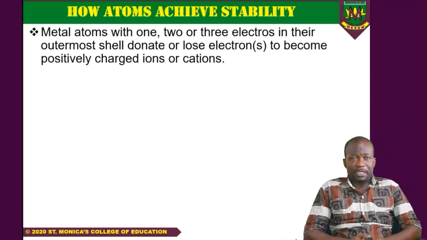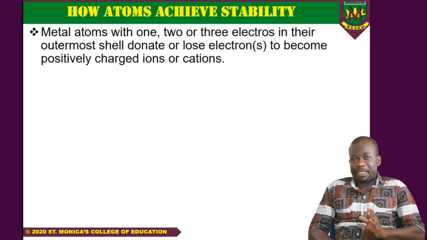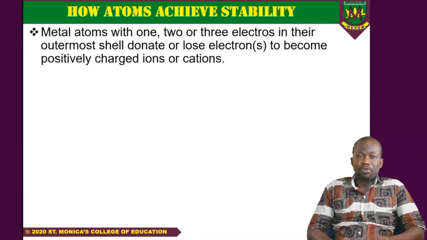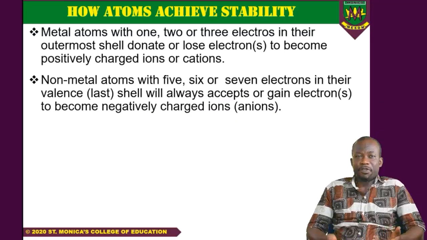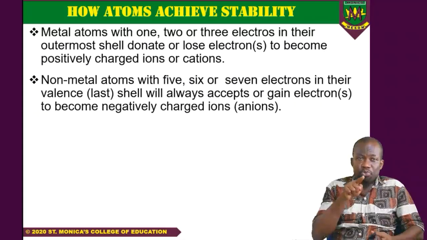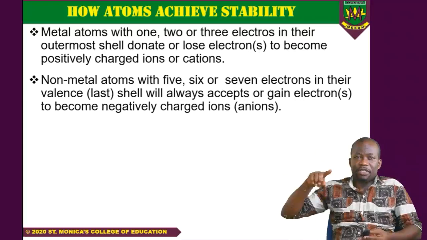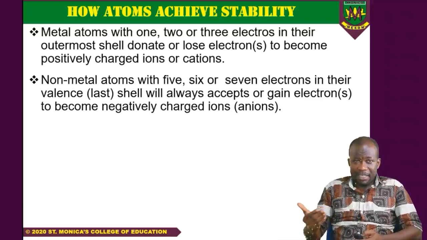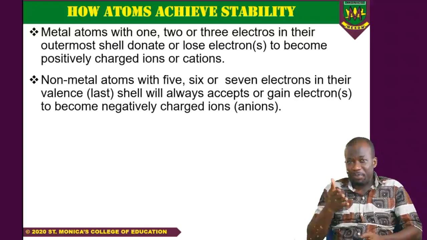When you pick non-metal atoms, those that have 5, 6 or 7 electrons in their valence or last shell will always accept or gain electrons. So for instance, when we talk about a non-metal with 5 electrons, we can mention phosphorus. Phosphorus has atomic number 15 and its configuration is 2, 8, 5. So having 5 at its last shell, and that shell is supposed to have a maximum of 8 for it to be stable, it can easily obtain 3 in addition to the 5 to make up 8, so that it will be stable.